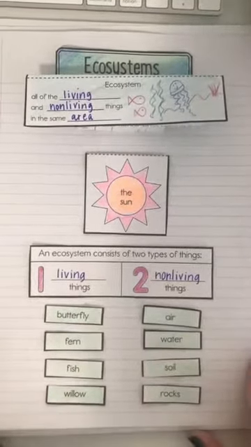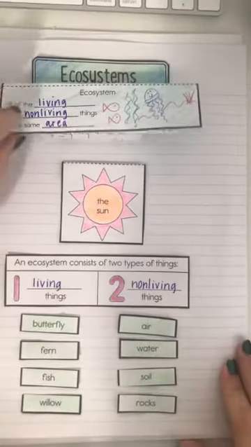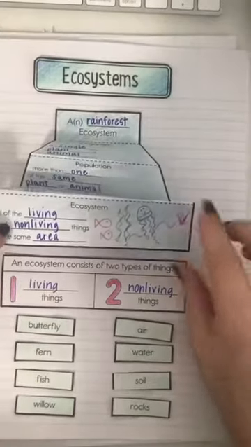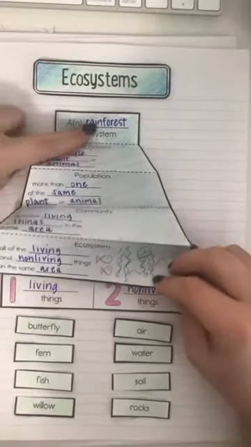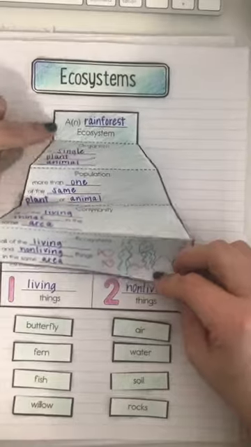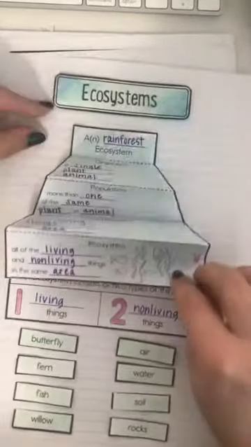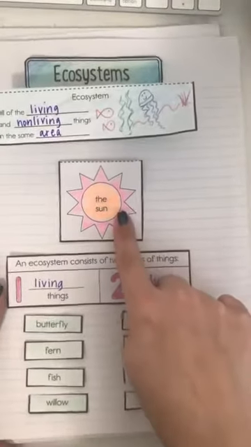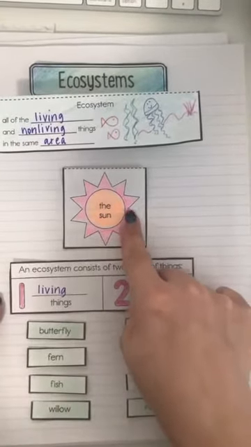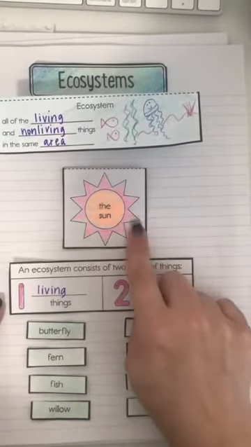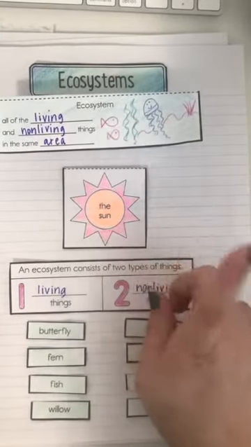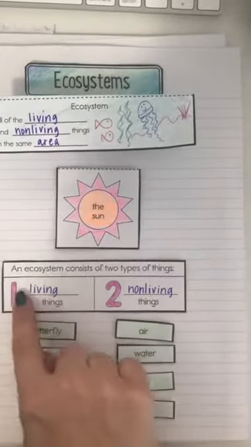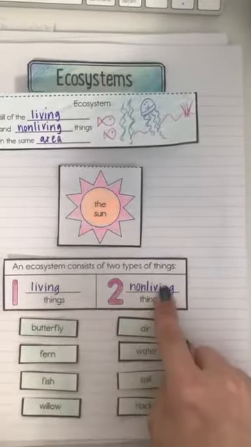So as you can see, I have cut out all of my pieces and glued them. As you can tell, you should be gluing or taping only this little rainforest tab so that when you fold it, it makes kind of like an accordion. And then here we have the sun, which we're going to identify what is the sun's job in our ecosystem, or in this case, the rainforest ecosystem. And then here we have our categories of living and non-living things.